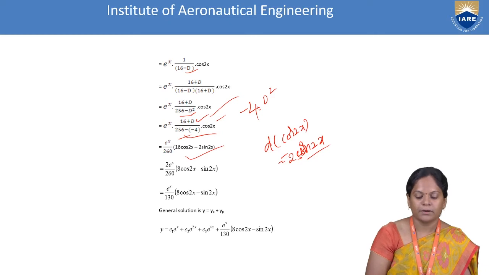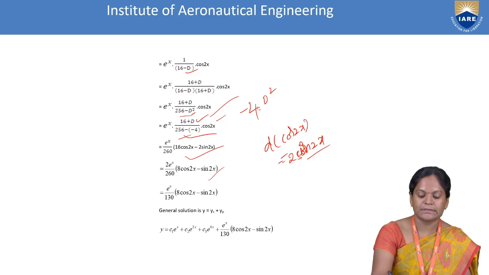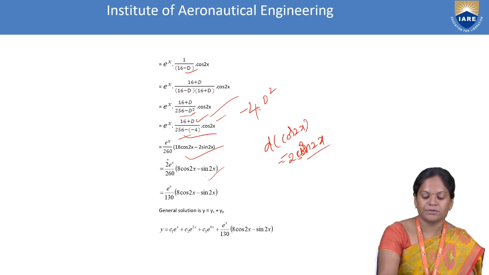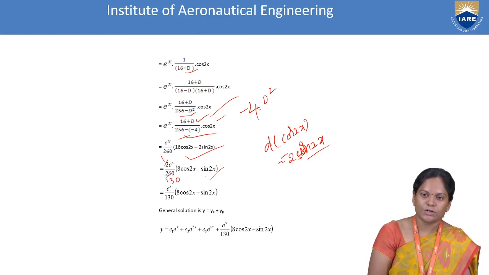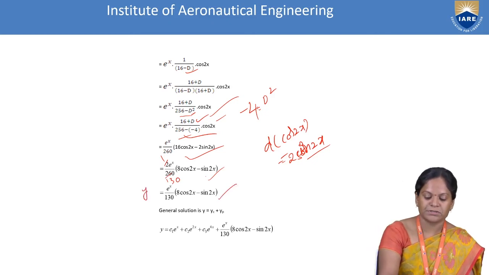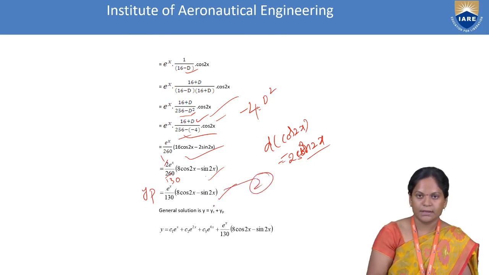So take 2 common in this, we get 2 into e power x by 260 into 16 cos 2x minus 2 sin 2x. After taking 2 common we have sin 2x only, so 8 cos 2x minus sin 2x. Division: 2 ones are 2, 2 130s. So e power x by 130 into 8 cos 2x minus sin 2x, which after simplification is the particular integral. Individually, this is not the solution.